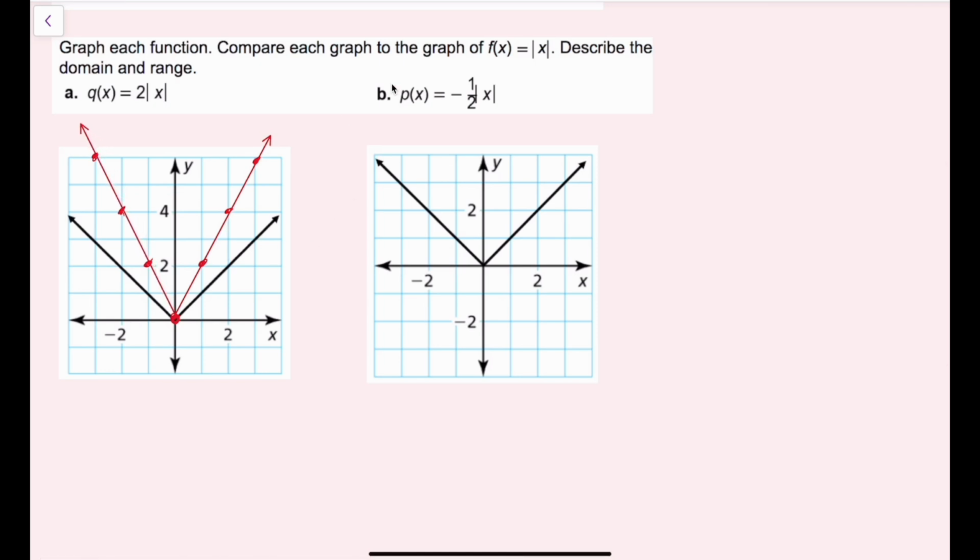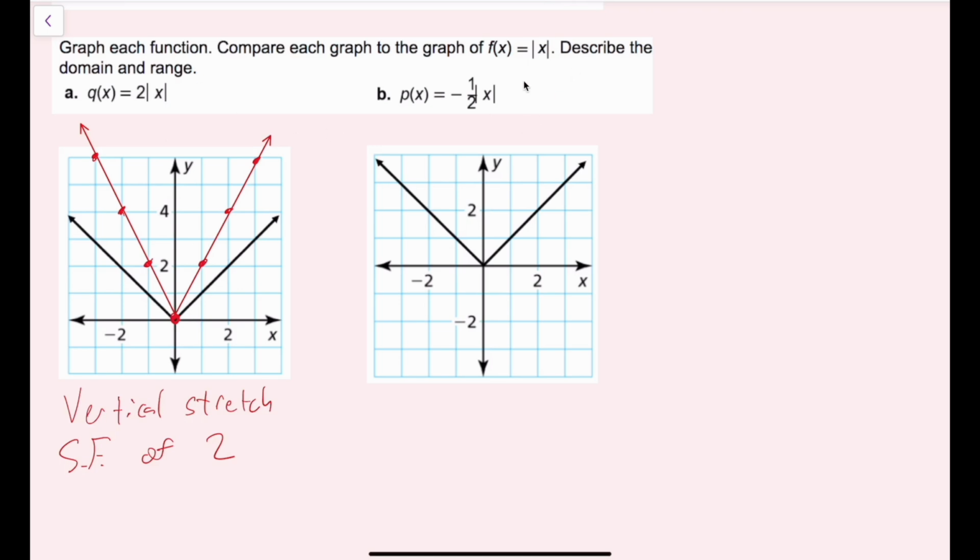Then we're going to compare each graph to our parent function, which we just said. This is a vertical stretch, a scale factor of 2. And remember, it's a vertical change because it's happening outside of the function.